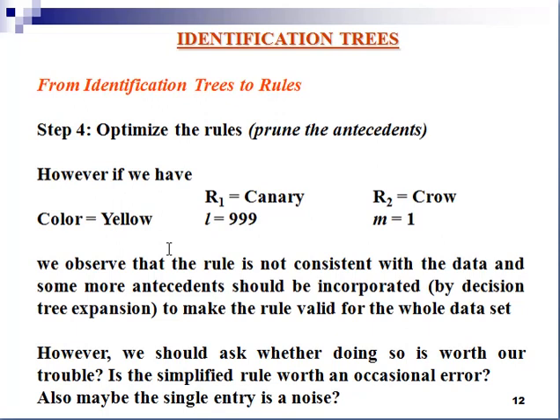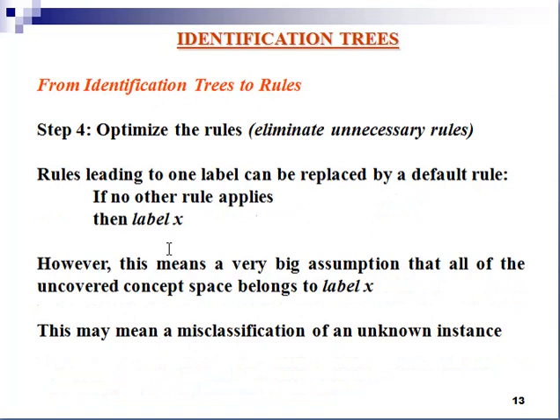Is the simplified rule worth an occasional error? Also, maybe the single entry is noise. So it is a very critical decision that we need to take at this place, whether we need to add more antecedents or not, or if there is some kind of noise present in the data set.